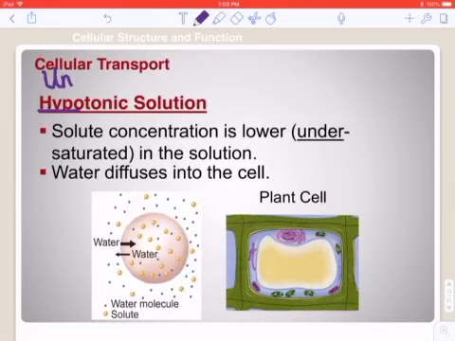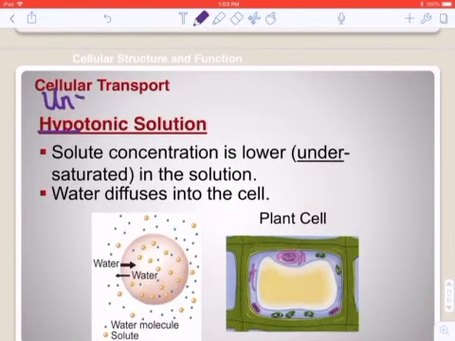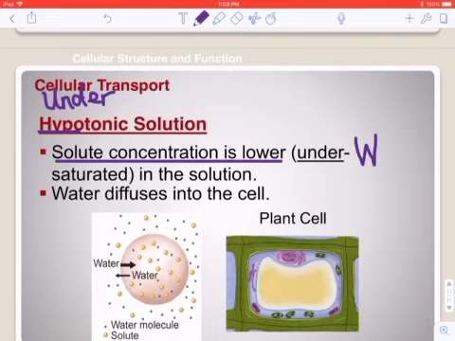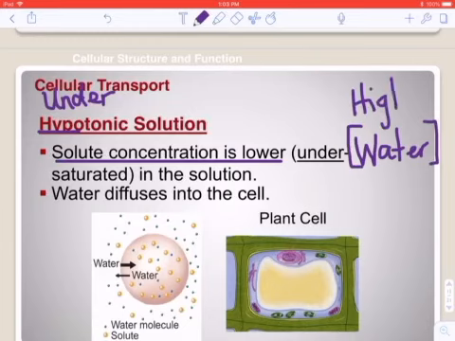All right, and what is under is that the solution is undersaturated with solutes. Okay, so what this means is that the solute concentration inside this solution is very, very low. And since the solute concentration is low, then by comparison, our water concentration, remember I use these little brackets to indicate the word concentration, must be very, very high. If we don't have a lot of solute in the solution, then most of the solution is water. Okay, so the water concentration would be really, really high.